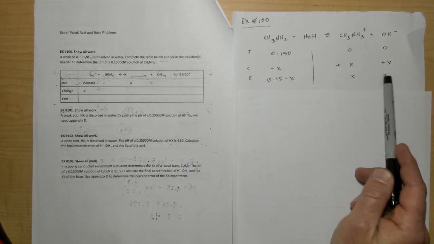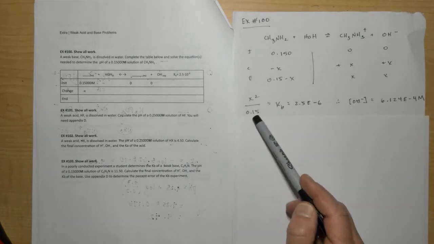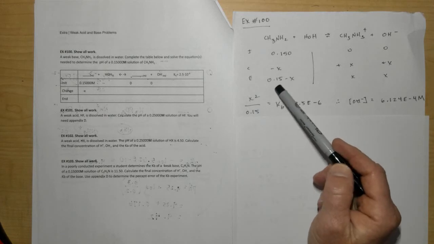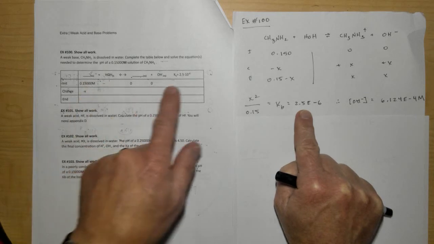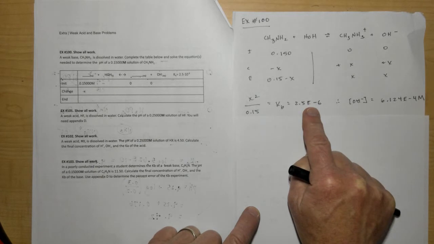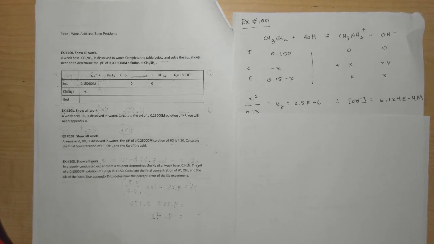And then I could take products divided by reactants, X squared divided by reactants, ignore this X and say it's small compared to 0.15, and I'd be able to set that equal to the Kb, because this is a base, and it gives me the Kb right there. And then I'd multiply both sides by 0.15 and take the square root of that, and so my OH minus ion concentration ends up being 6.12 times 10 to the negative 4th.